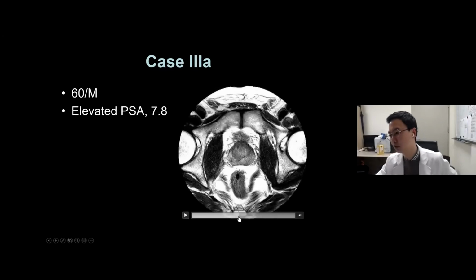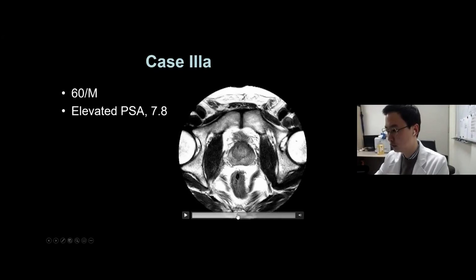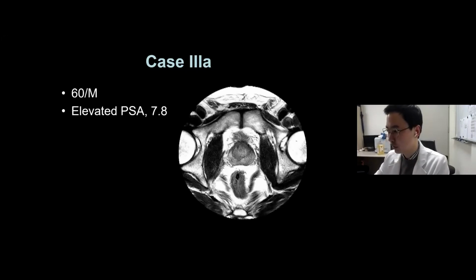Okay, so the problem was shown here in the transitional zone. You can see there is a change in the T2 signal, a low signal intensity lesion in the T2 weighted image, which indicates a PI-RADS score, and the lesion was more than 3.4 centimeters, so it was indicative of a PI-RADS grade of 4.